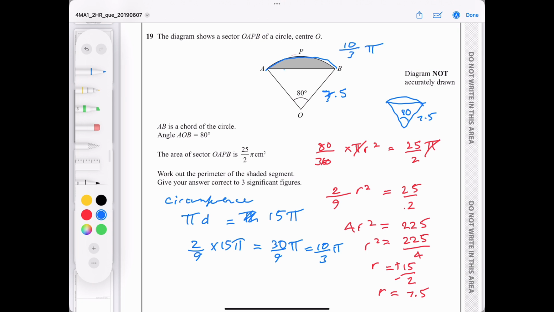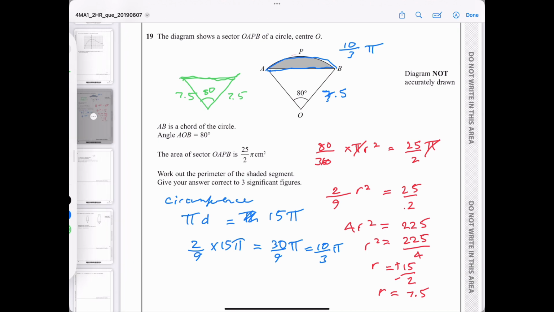So now all we've got to do is find out what this bit is here, A to B. I've drawn this really badly. So A to B would be, let's use another colour, 80 degrees with 7.5 and 7.5. I really could do with using a ruler. In order to find that, I think we're going to have to use the cos rule.